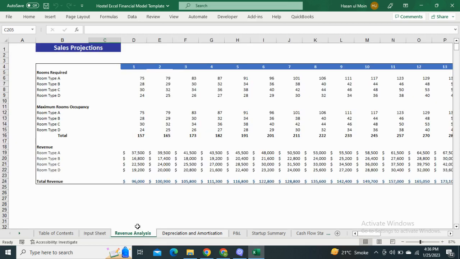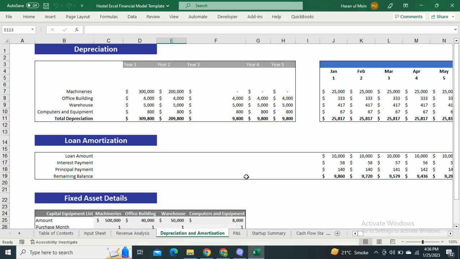Moving on to the revenue analysis sheet, it includes the revenue generated from each room and the total revenue. Next, we have the depreciation and loan amortization schedule. Depreciation shows the reduction in the value of your assets for the next 5 years, and the loan amortization schedule shows the monthly interest and principal payments.